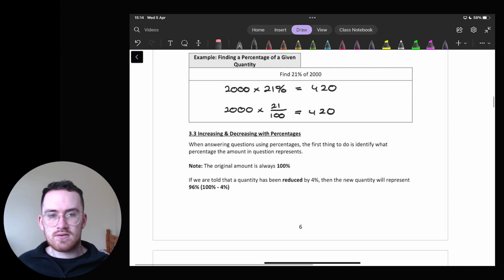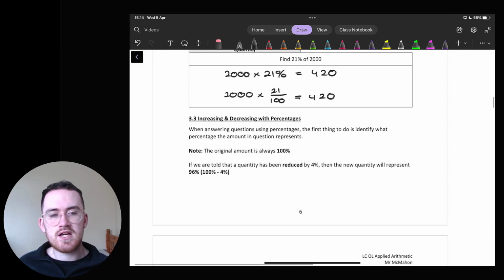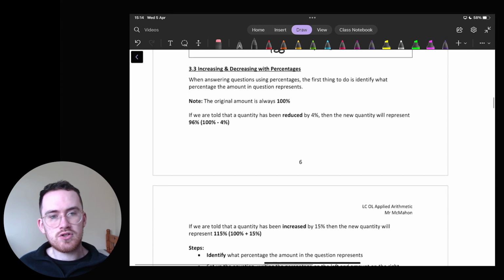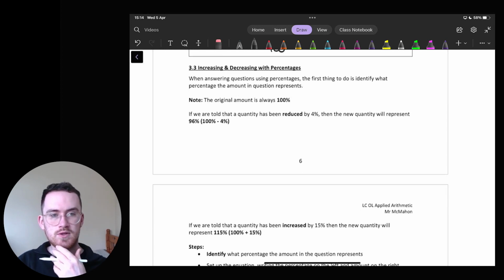Increasing and decreasing. I'm going quickly through some of these parts because they should be familiar. Getting into some bits here that we just need to make sure we know how to do. When we're increasing or decreasing with percentages, the first thing we have to do with any of these questions is work out what this proportion represents in terms of percentages. What percentage do we have in the question?